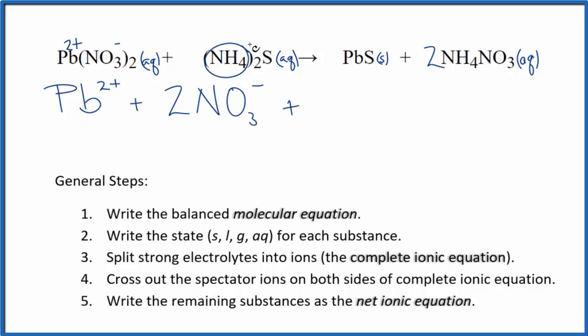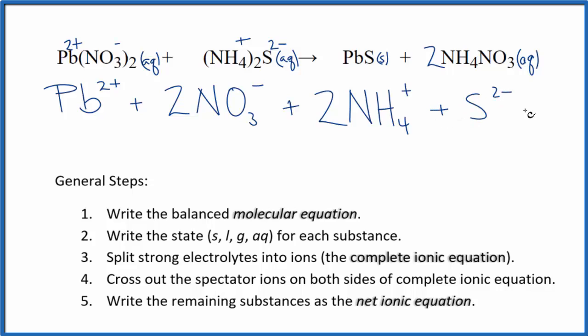The ammonium ion, the whole thing, is 1 plus. That's a good one to remember. The sulfide ion is 2 minus. We have 2 of these ammonium ions, so 2 NH4 plus, and then just the 1 sulfide ion, S2 minus. These are the reactants in our net ionic equation.